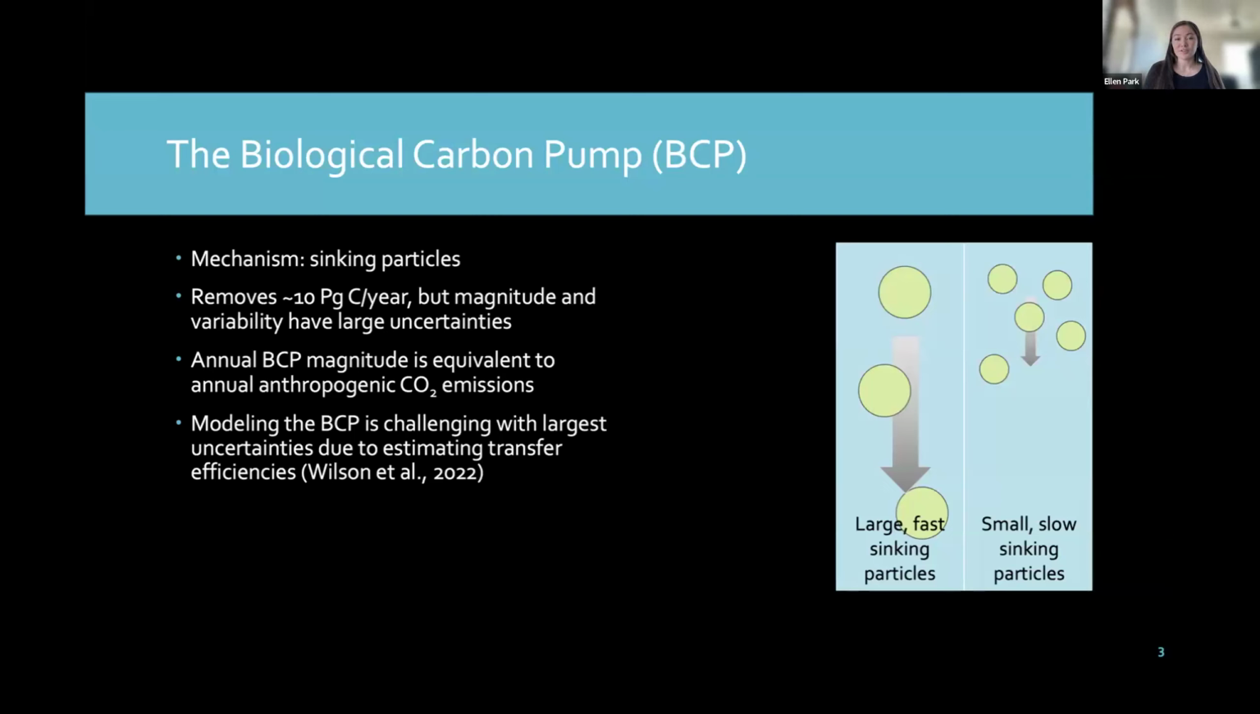However, there are large uncertainties in the magnitude and variability of the biological carbon pump due to a limited number of measurements across both space and time, and the fact that the ocean is very large and very dynamic, so one measurement is not representative of the entire ocean. When we're thinking about carbon and the carbon cycle, we're often thinking about it in the context of climate change, and so when we're modeling the biological carbon pump, it's been challenging to do this because there are large uncertainties in estimating the transfer efficiencies.